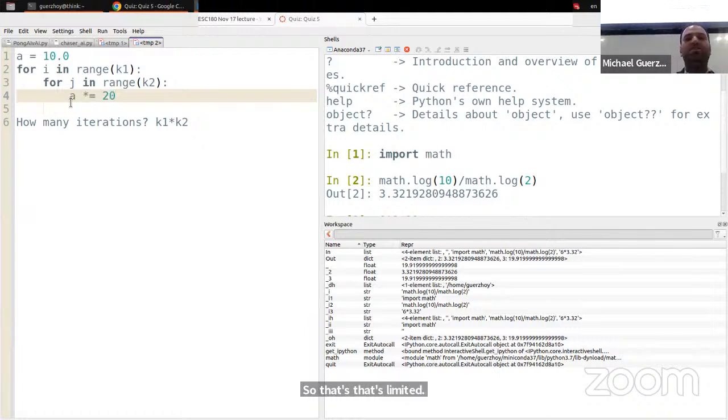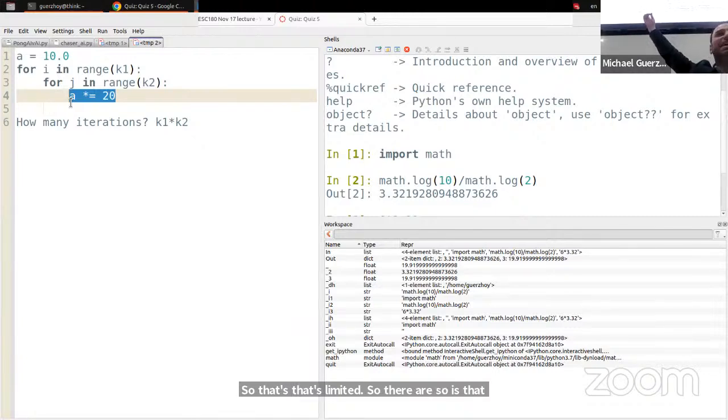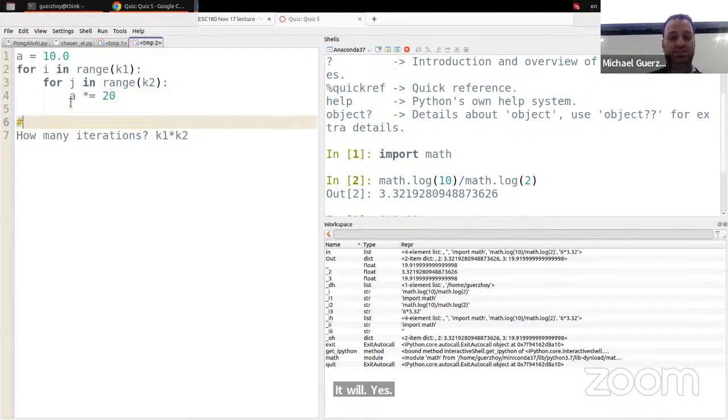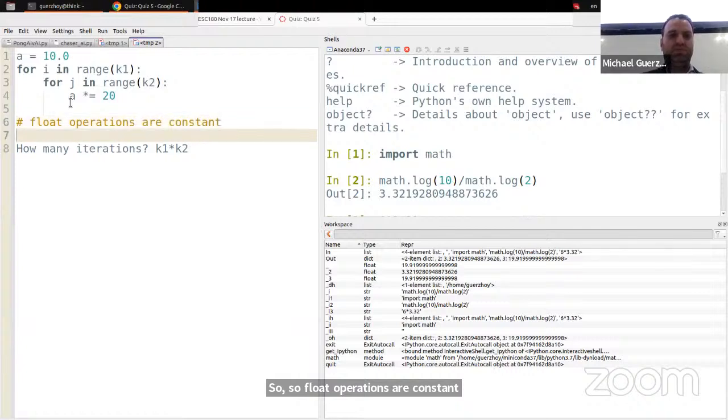Is that understood? It might be that this float gets too large depending on the settings. If the float gets too large, it just says, I cannot store that. Yeah, float operations are constant. Int operations, not necessarily.